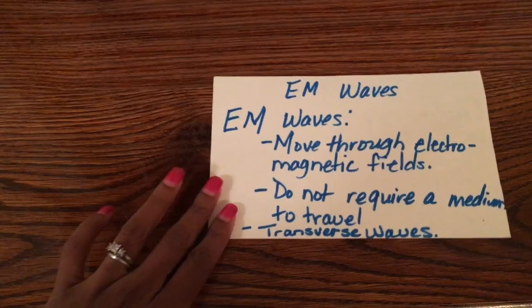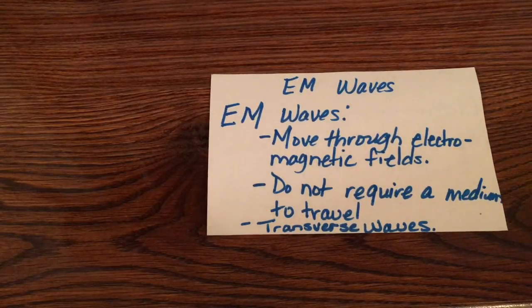Electromagnetic waves are those waves that move through electromagnetic fields. We're going to talk a little bit more about electromagnetic fields in class. But electromagnetic fields are those things that do not require a medium. Electromagnetic fields are what hold the earth in place. It holds the sun in place. It holds our solar system in place.